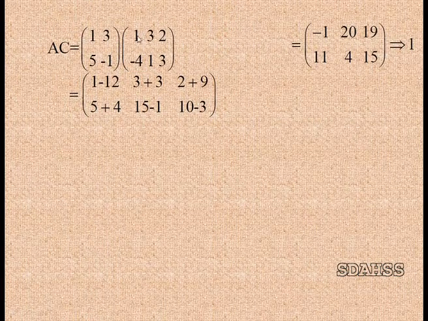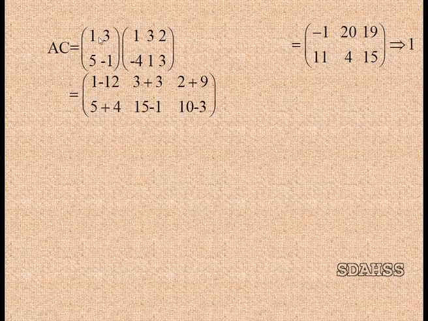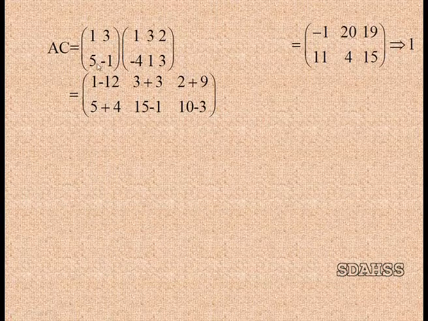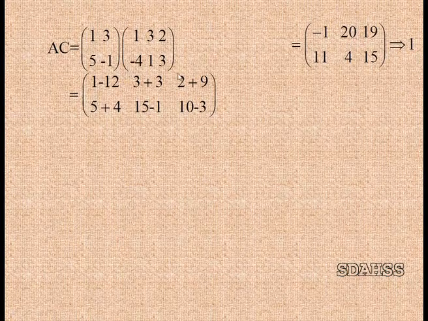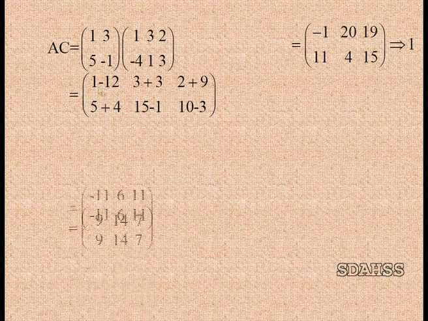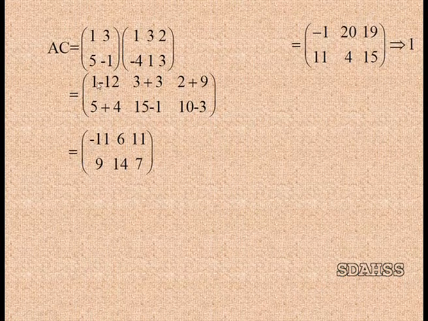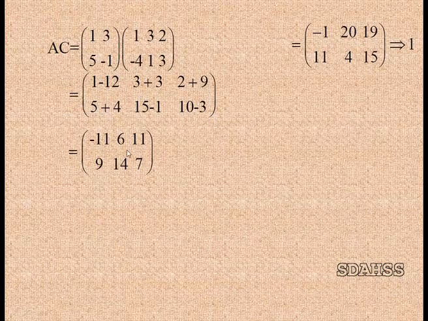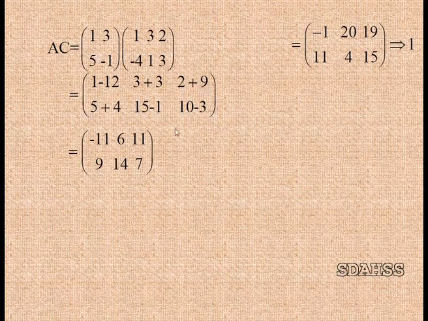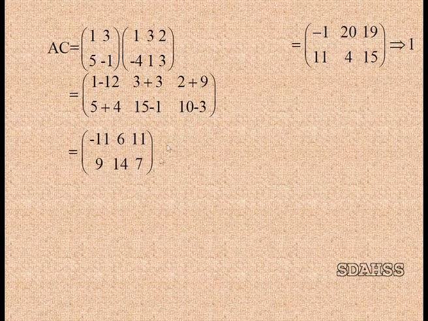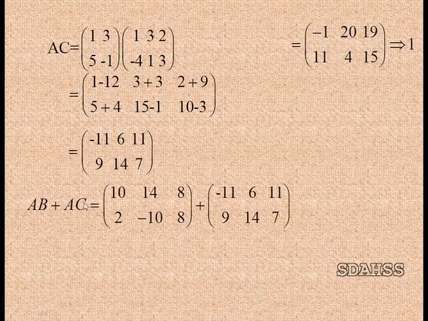Multiply the first row and the third column. Then you have 1 into 2, 2, plus 3 into 3, 9. Multiply the second row and third column. Then you have 5 into 2, 10, minus 1 into 3, 3. Simplify. 1 minus 12, minus 11. 5 plus 4, 9. 3 plus 3, 6. 15 minus 1, 14. 2 plus 9, 11. 10 minus 3, 7. Now add AB plus AC.